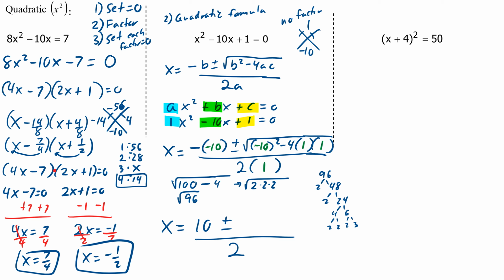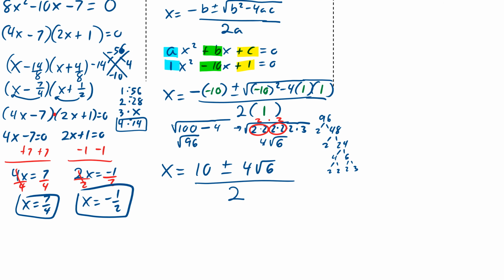1, 2, 3, 4, 5 2s, and a 3. And we take out our pairs. So we have a 2 times a 2, and that's it. So we end up with 4 square root of 6. So that is what goes here.